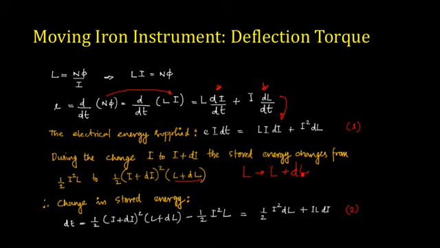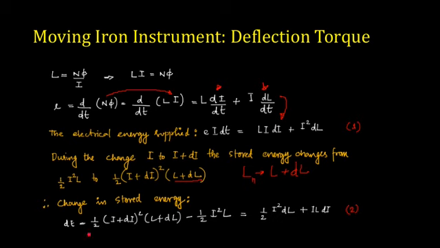Once the current is varying, flux varies. Once the flux varies, your inductance also varies. So your new inductance is L plus dL. So L plus dL is here, and I plus dI the whole square. So your stored energy changes like this.